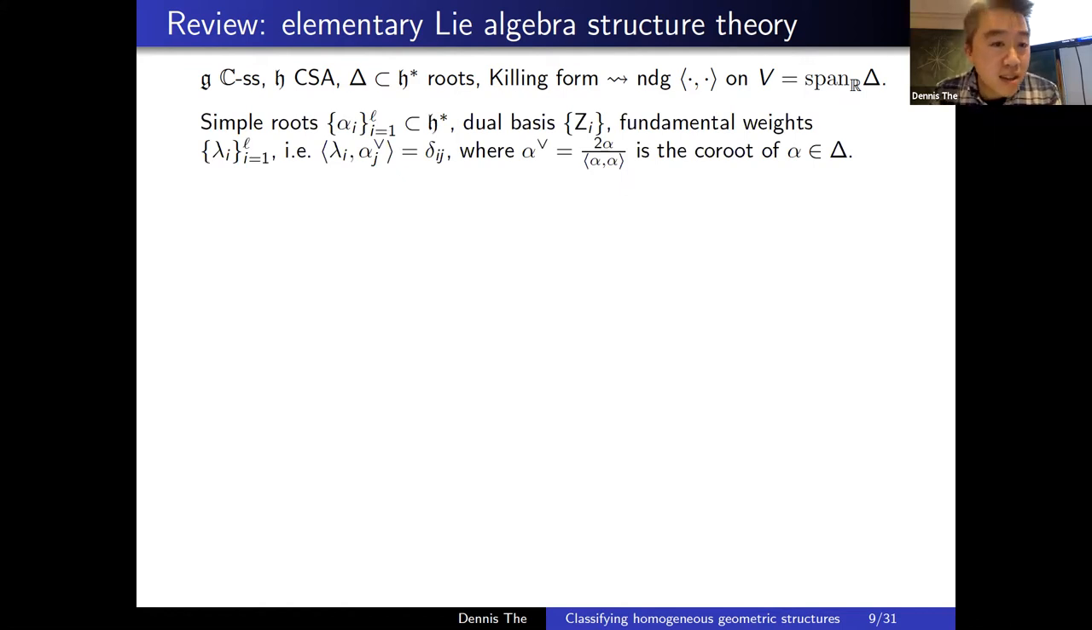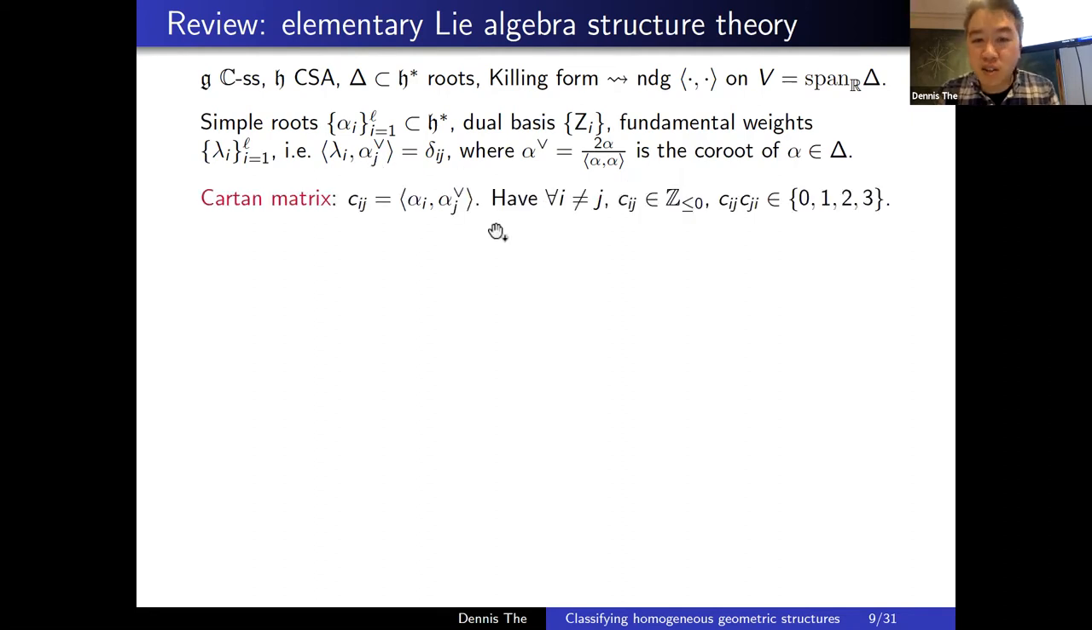Let's take a basis of so-called simple roots, with some extra conditions, but simple roots in particular are a basis of H star. And I like introducing this dual basis because that way I can introduce this grading element in an efficient way later on. These Zi's. Fundamental weights I denote by lambda I. This is the usual definition in terms of the coroots of these simple roots.